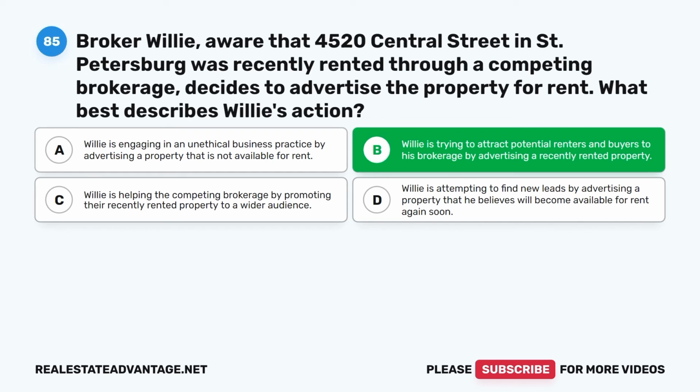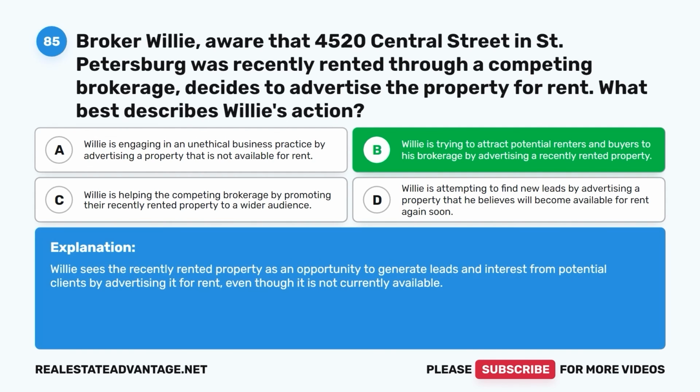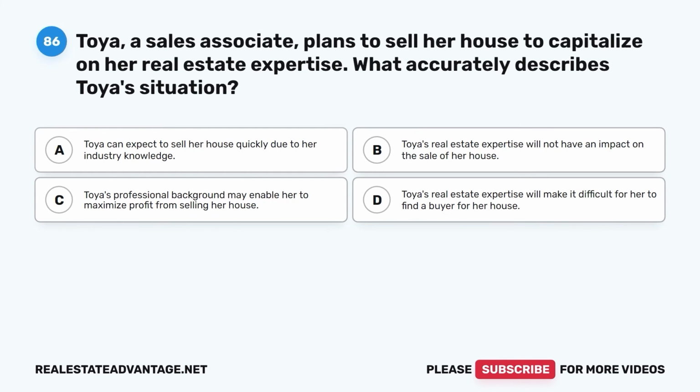Willie is trying to attract potential renters and buyers to his brokerage by advertising a recently rented property. Willie sees the recently rented property as an opportunity to generate leads and interest from potential clients by advertising it for rent, even though it is not currently available. Question 86. Toya, a sales associate, plans to sell her house to capitalize on her real estate expertise.